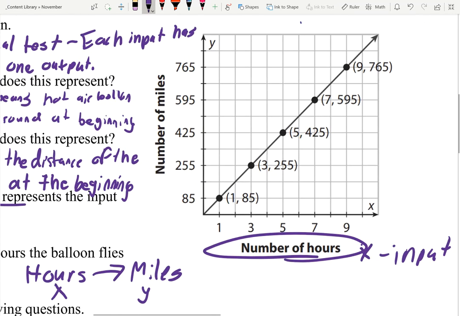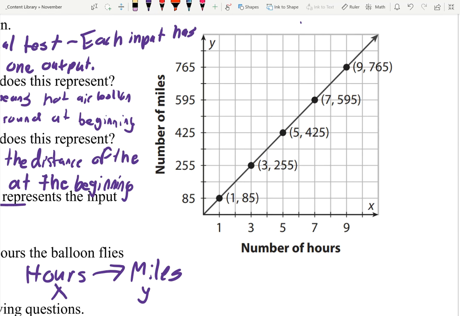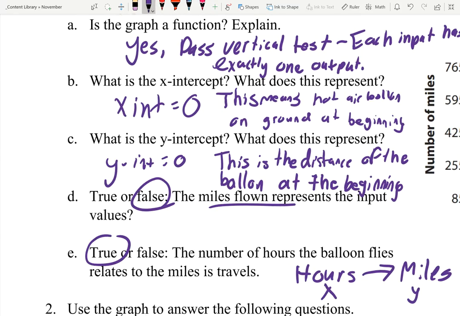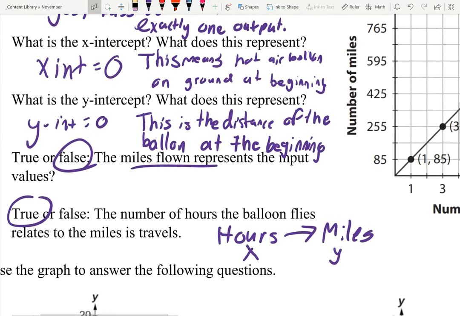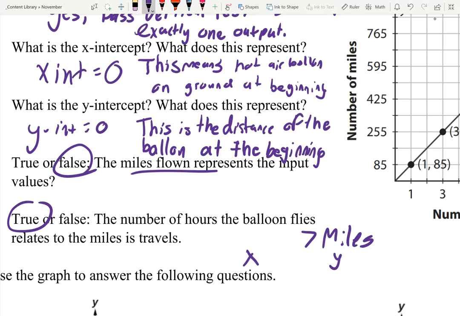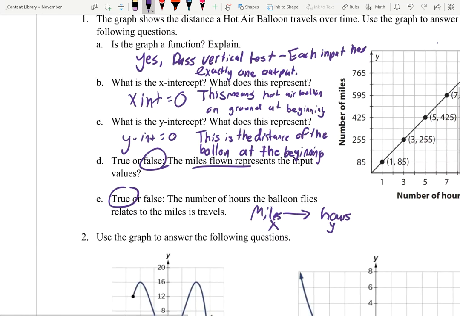And is that what the graph is representing? Well, yes, because hours represent our x values, our input values, and the number of miles represents our y values, the output values. So indeed, this is correct. This is true. Now, if you're wondering when it would be false, it'd be false if it said this the other way around. If it said miles relates to hours, because then it's sort of indicating to us that miles is the input and hours is the output, which is not the case. So if it were reversed, I would say it would be false.